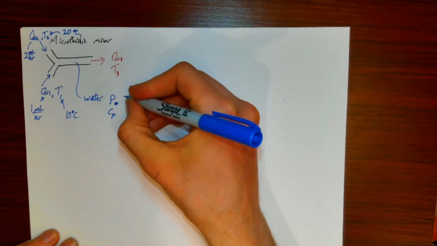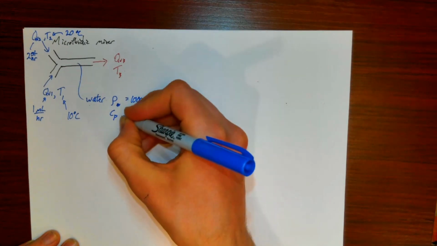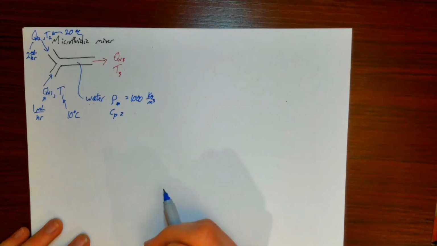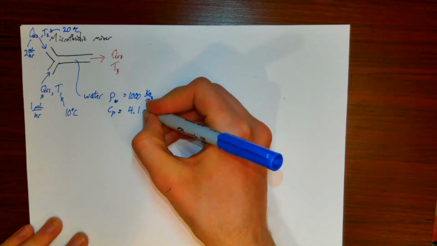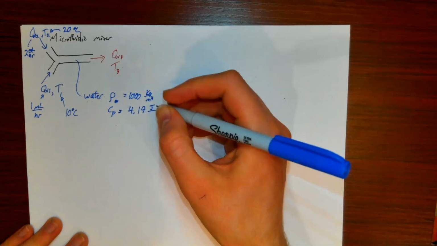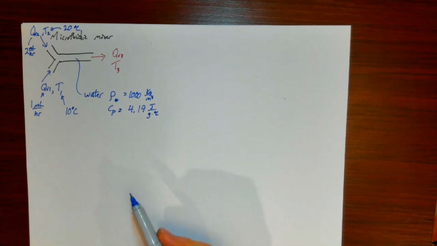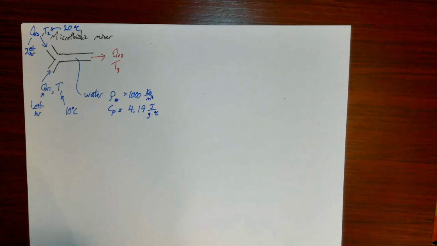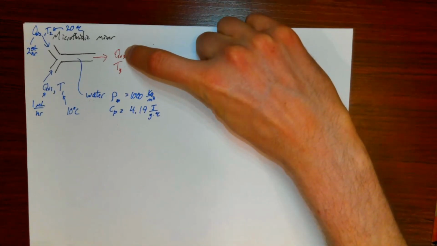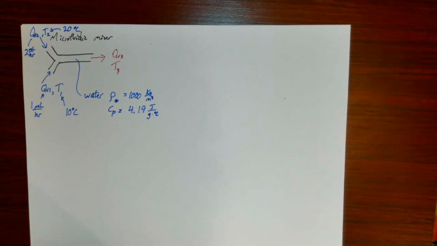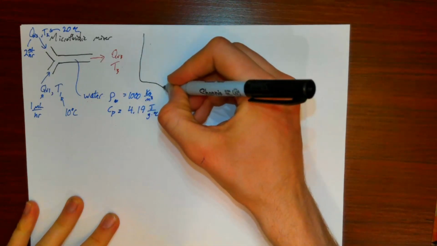Water has a density of about 1,000 kilograms per cubic meter, and the specific heat of water is 4.19 joules per gram degrees C. So we have these knowns about the system, and we want to be able to predict what the volumetric flow rate and the temperature at the outlet is. Of course, we need to be given some additional information to solve this problem.